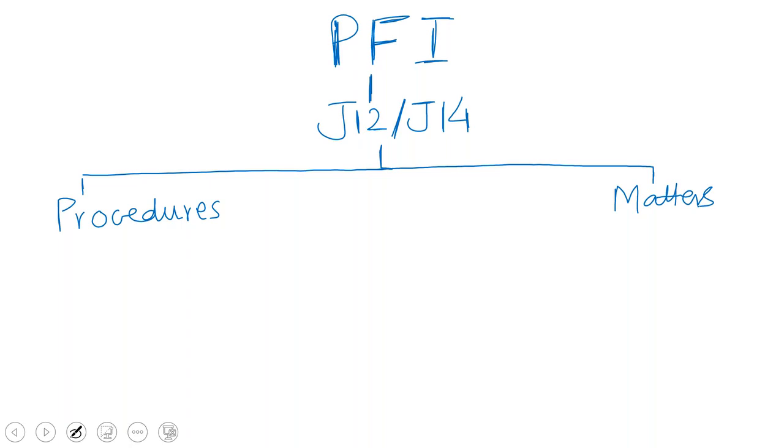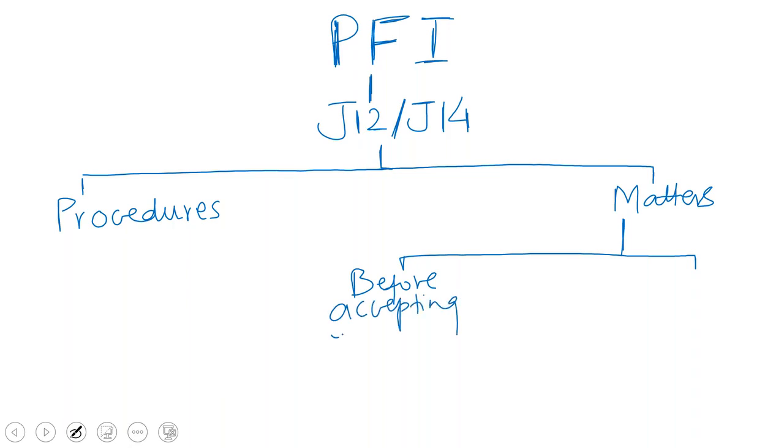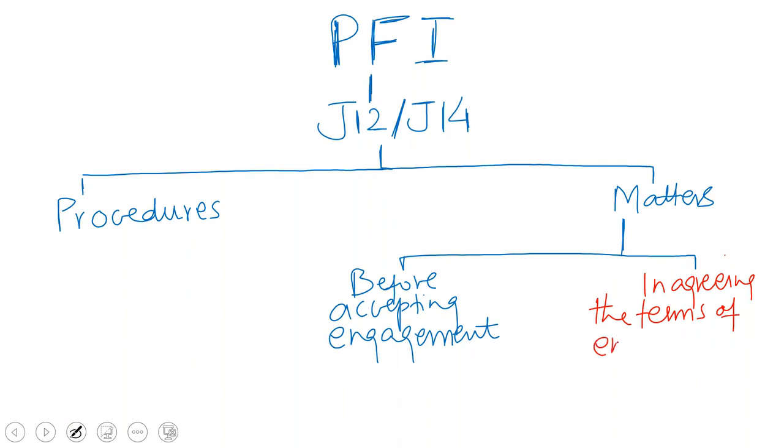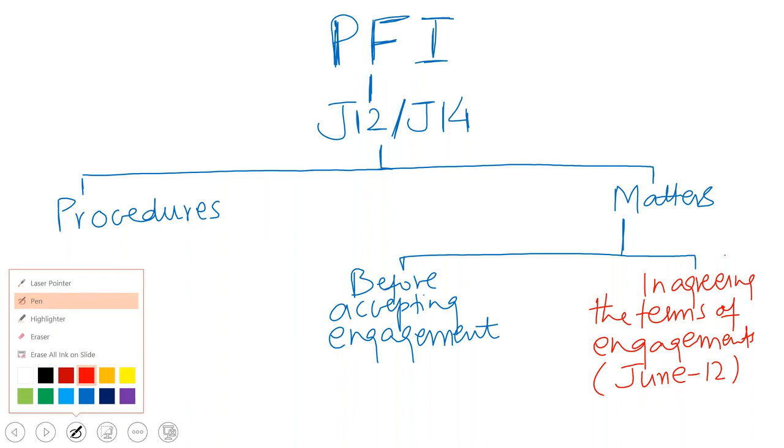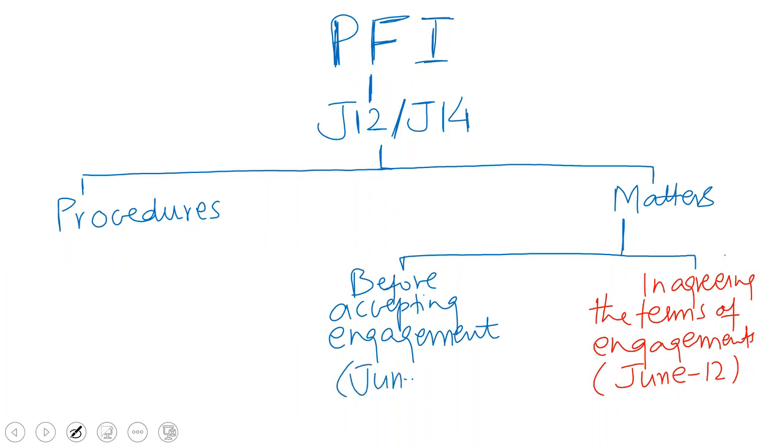And in the June 12 and the June 14 exam, the examiner asked for writing matters. Those matters were divided into two parts. The examiner asked to write matters before accepting engagement. And then the examiner asked to write matters in agreeing the terms of engagement. Matters in agreeing the terms of engagement was in June 12, and before accepting engagement was in June 14.